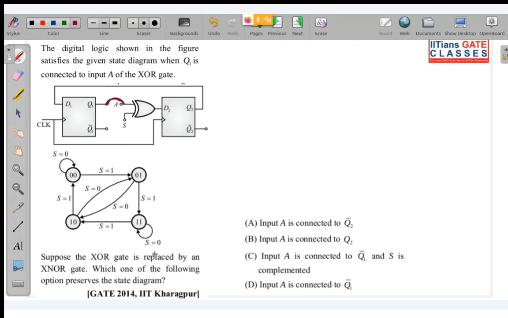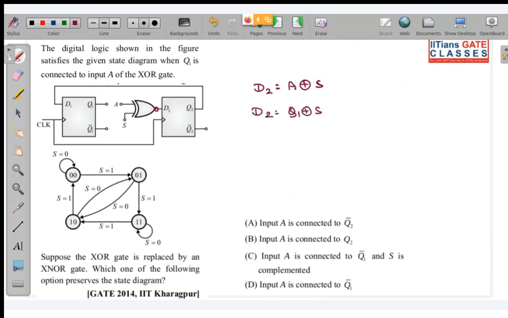Suppose the XOR gate is replaced by an XNOR gate. Which one of the following options preserves the state diagram? So they are telling, if instead of this XOR gate, you replace it with an XNOR gate, which of the following options preserves the state diagram? So previously you can see D2 was A XOR with S, and A was connected to Q1.